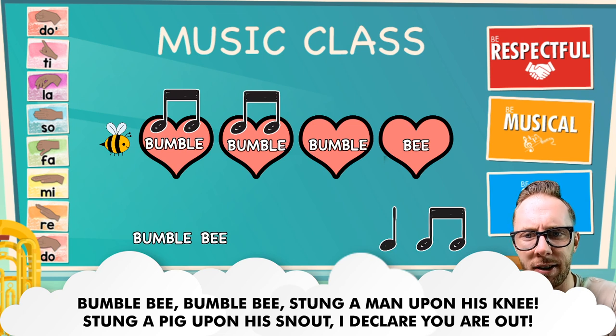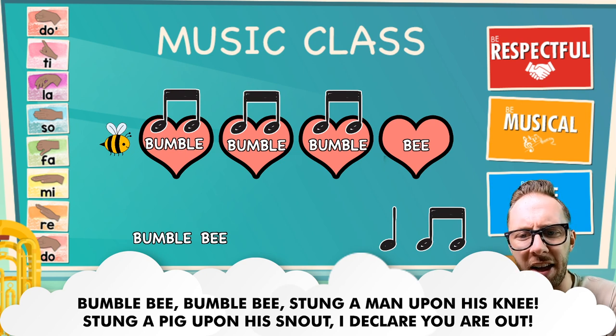Just like that. Next word I also see is bumble, which should be another ti-ti. And then finally I see the word bee. If I clap the word bee, bee, bee, one clap, one sound per beat. I know that that rhythm is going to be a ta.